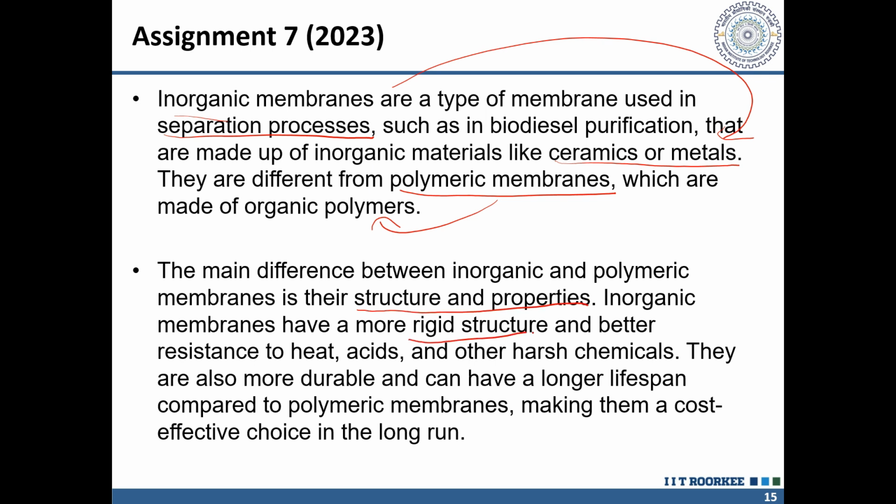Inorganic membranes are rigid. We know that they are made of ceramics and metals, and ceramics or metals are very rigid structures. They are better resistant to heat, acid, or harsh chemicals, and they also have a much longer lifespan when compared to polymeric membranes, which makes them cost effective in the long term. But these are not very cost effective to fabricate. But when we look at the overall cycle, it is cost effective.